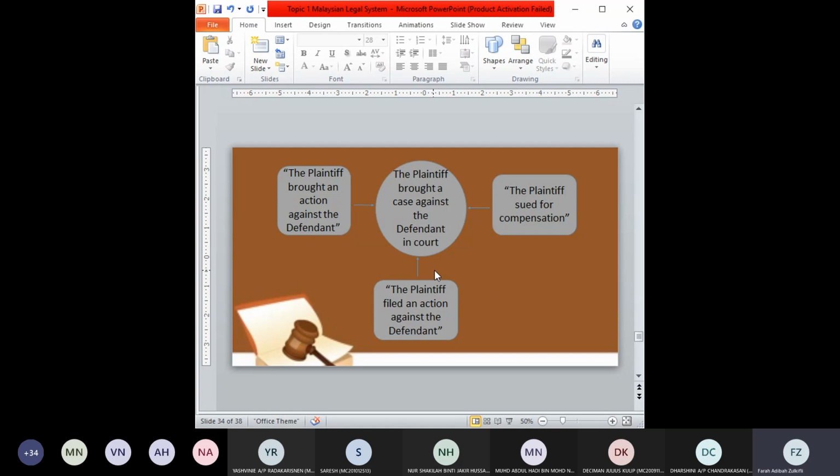So if a plaintiff wants to sue a defendant, if the plaintiff wants to take any action against the defendant, these are the terms that are going to be used. And it all means the same thing. The plaintiff wants to take action, wants to sue the defendant for something. He wants to get some kind of compensation. Okay, so this is one of the words that you will read so often if you read a court case.